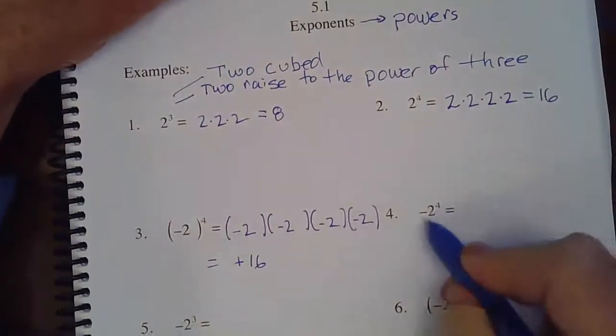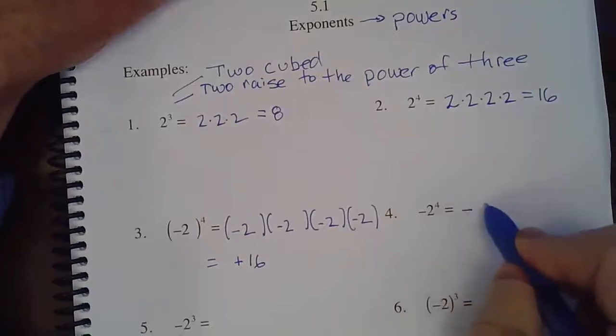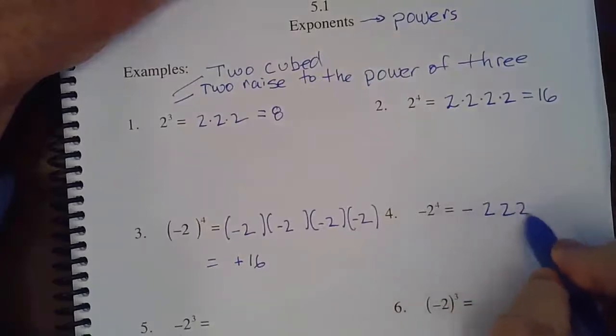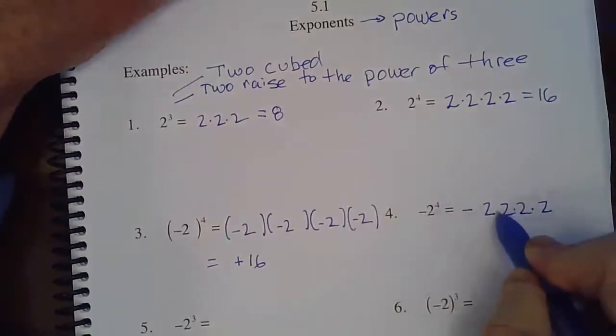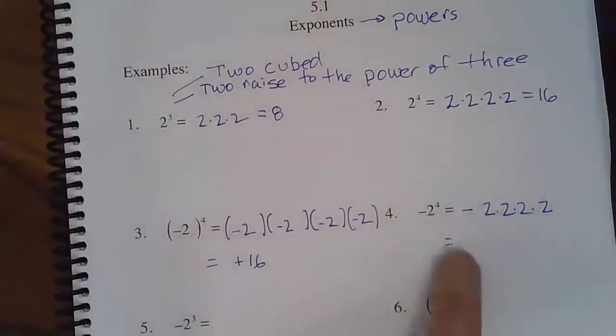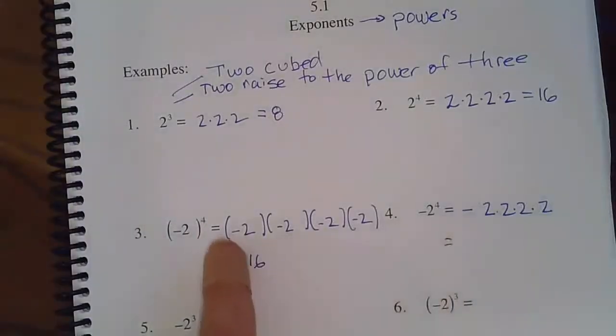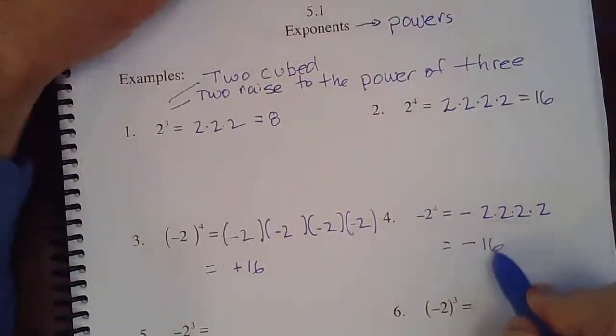Unlike this one, the power of 4 is only on the 2. That negative remains, just one negative, and there's 1, 2, 3, 4 of the 2's. Because the 4 is not touching the negative, it would have to be on the parentheses to be intended that way. So there's one negative left, of course, and that's negative 16.